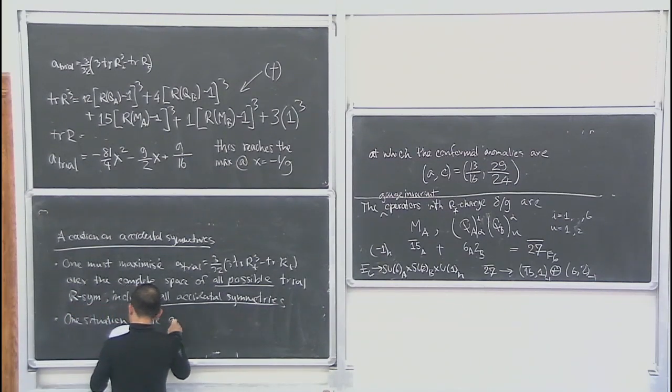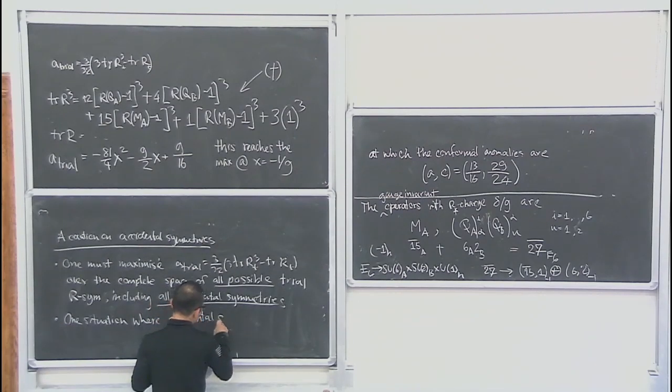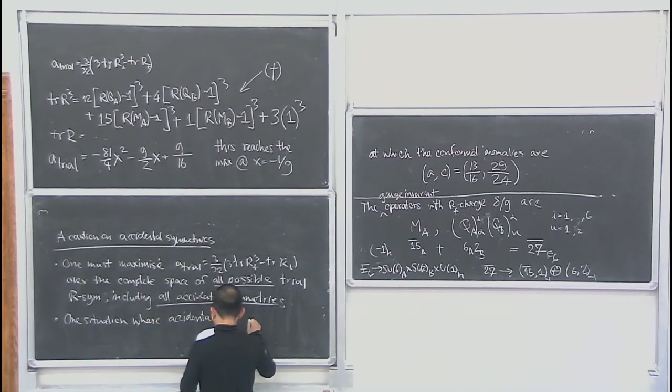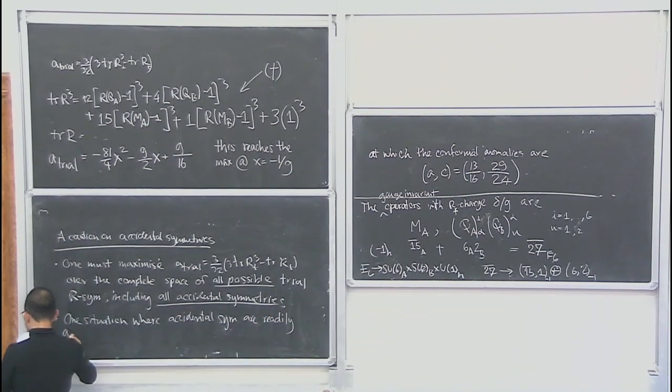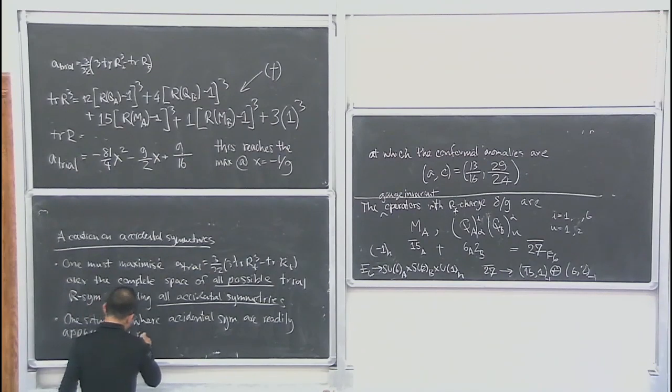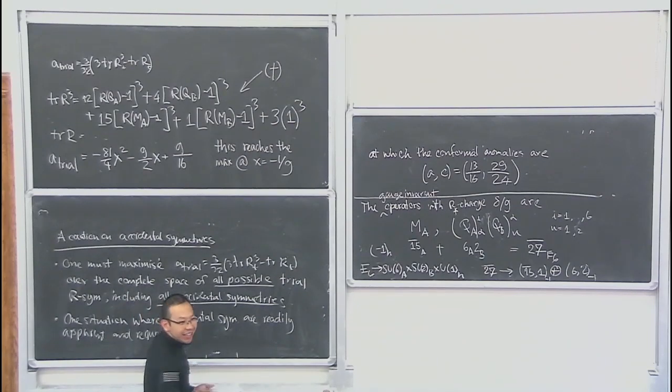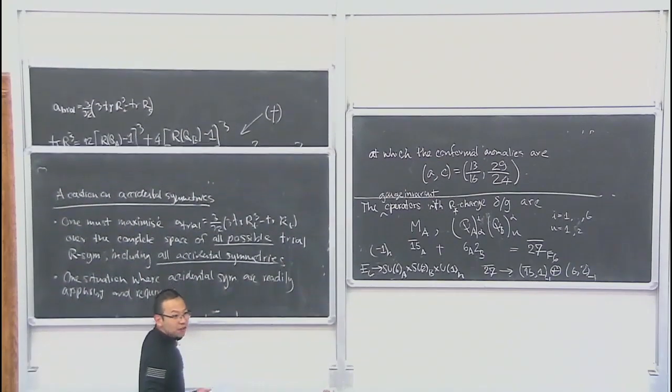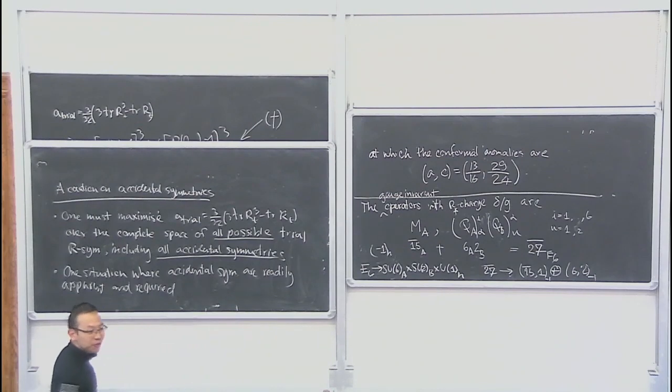Where accidental symmetries are readily apparent and required. You see that I'm really careful here because this is the case where we know what to do. In the other case, where the accidental symmetry is not necessarily something that we have a prescription to deal with, okay?